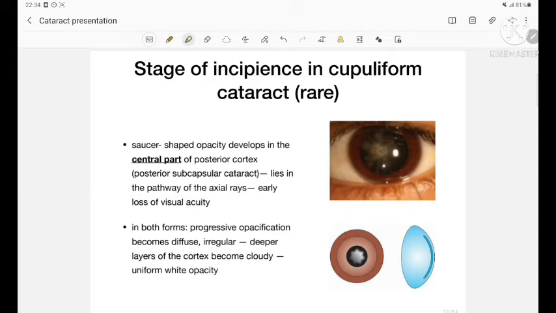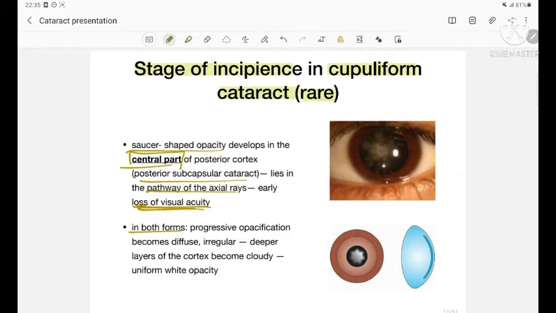Next, the stage of incipience in cupuliform type of cataract, which is rare. Previously, we have seen the stage of incipience in cuneiform type of cataract, which is more common. Now, the stage of incipience in cupuliform cataract, which is rare. Here, there is a saucer shaped opacity developed in the central part of the posterior cortex, that is the posterior subcapsular cataract, and this lies in the pathway of the axial rays. So, there is early loss of visual acuity in cupuliform cataract.